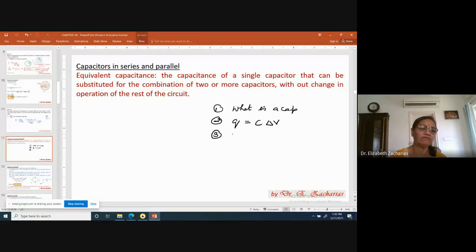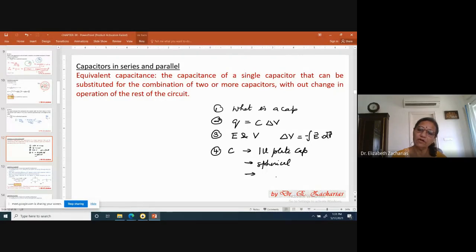Then the third thing we have seen was the relationship between electric field and potential difference. We set up an equation. We have seen that delta V is going to be equal to integral of minus E dot dr or dl. Using this, we found out the capacitance formulae for a parallel plate capacitor. Then we saw the expression for a spherical capacitor, and finally for a cylindrical capacitor. So this is to summarize what we have done in the previous class.